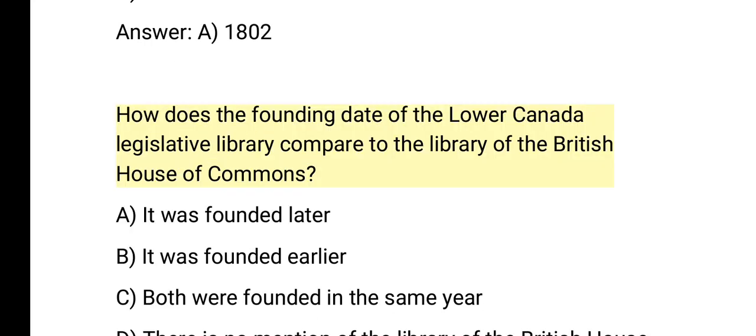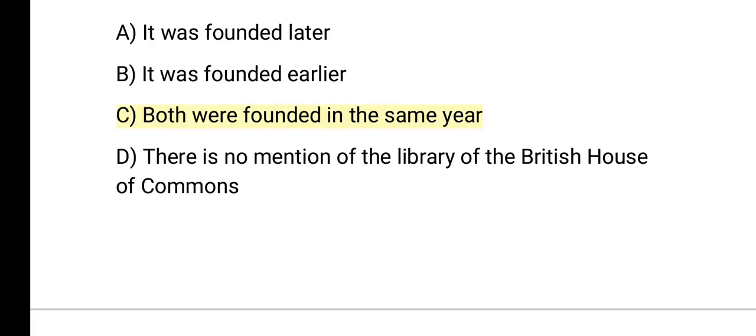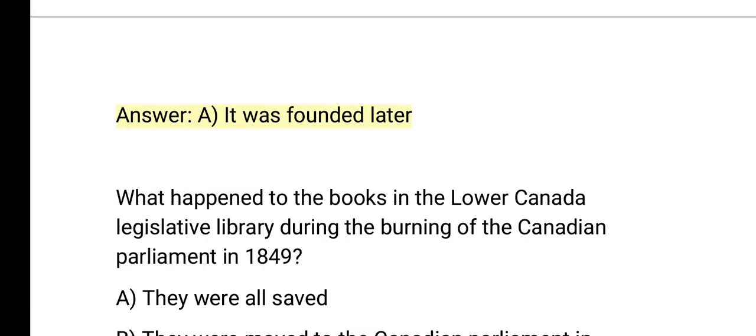How does the founding date of the Lower Canada Legislative Library compare to the Library of the British House of Commons? A. It was founded later. B. It was founded earlier. C. Both were founded in the same year. D. There is no mention of the Library of the British House of Commons. Answer. A. It was founded later.